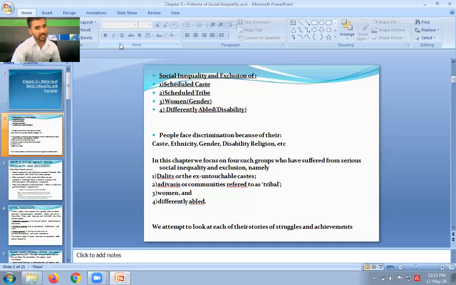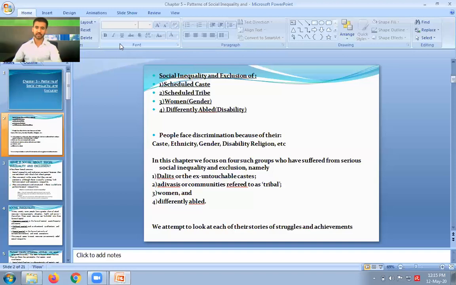So people face discrimination because of their caste, ethnicity, which is something related to race, tribe. I'm talking about tribal people. So people used to face discrimination on the basis of their caste, ethnicity, gender, disability, religion, right? Religion can also be studied when we understand overall inequality.